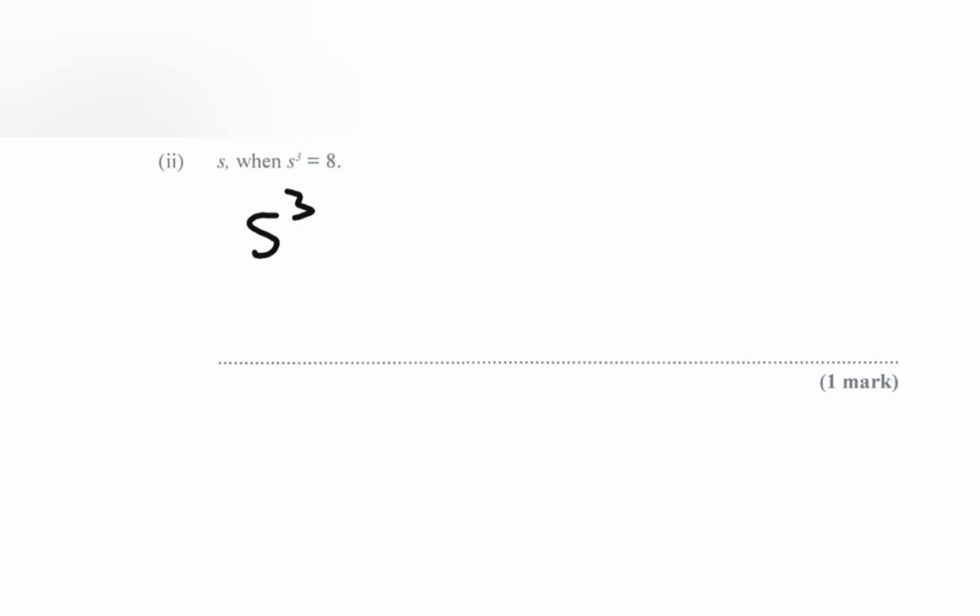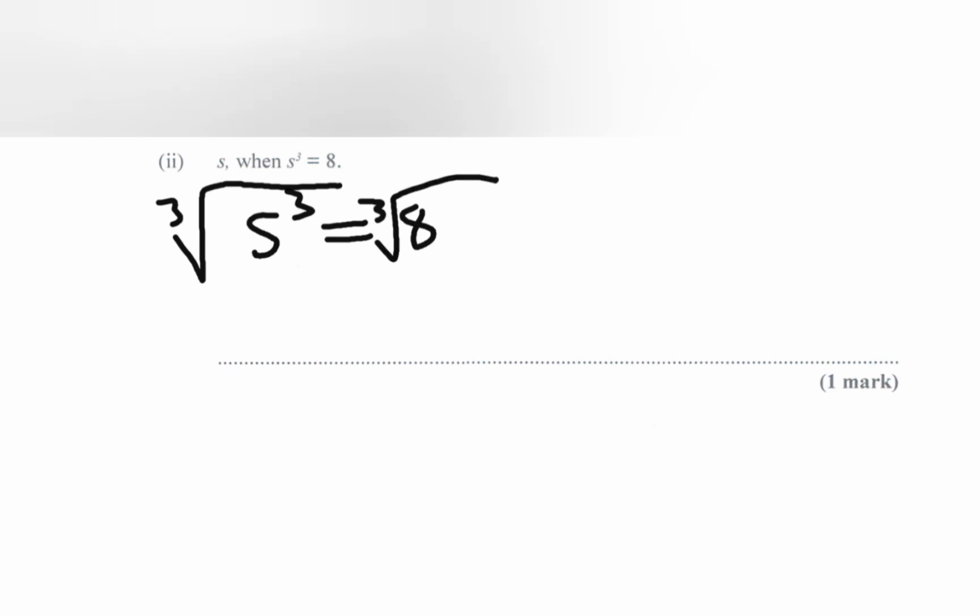Question 2b (ii) says find the value of s when s to the third power is equal to 8. So in order to find the value of s, we know that if it is raised to the third power, if we find the cube root of s to the third power, then we are going to find the value of s. So anything that we do to one side, we'll have to do to the other side. So finding the cube root of s cubed gives us s, and the cube root of 8 gives us 2.